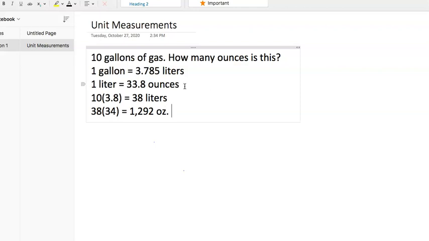So we're really just plugging in whatever number they give us, right? So they gave us 10 gallons of gas. We multiplied that by the 3.785, which we rounded to 3.8. That got us to the 38 liters. And we take that 38 liters, and we see that 1 liter equals 33.8 ounces. So 38 times 34, which we rounded up, and there's our answer. Okay, that's all you've got to do.